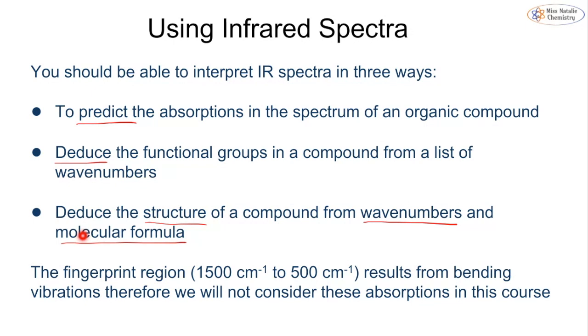There is a section known as the fingerprint region, which is between 1500 and 500 wave numbers, and these results from bending vibrations, so we're not going to consider those in this course. You just need to be aware that they will exist, but we're only looking at any peaks that are above 1500 wave numbers.